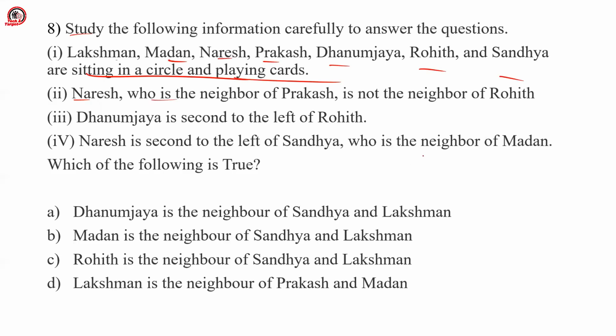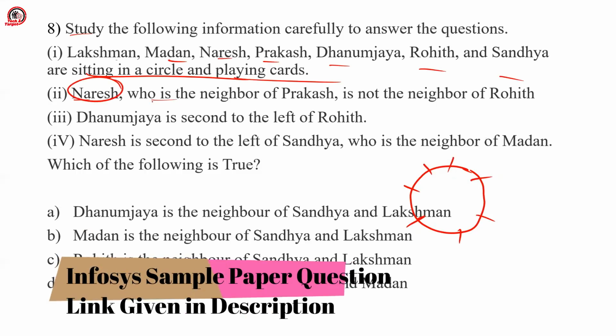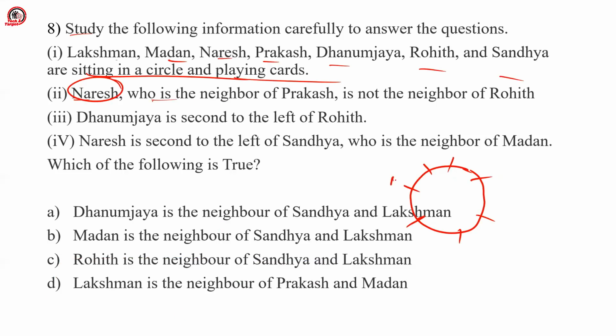Okay, we will firstly draw a circle. Then we will assign 7 seats there. So 1, 2, 3, 4, 5, 6, 7. Now, what they're telling is that Naresh is a neighbor of Prakash. Since they have not told you whether on the left side or the right side, you will consider both the cases, right?